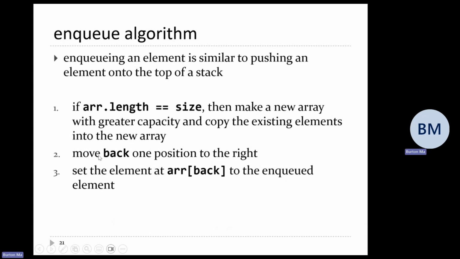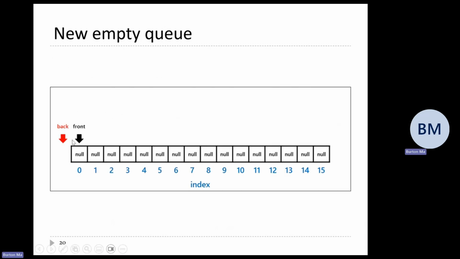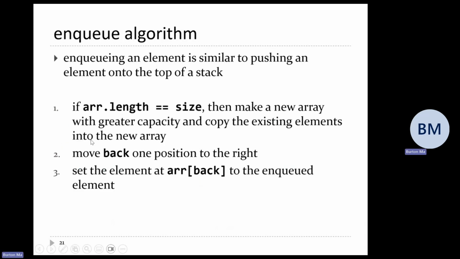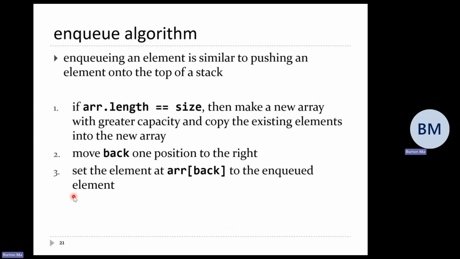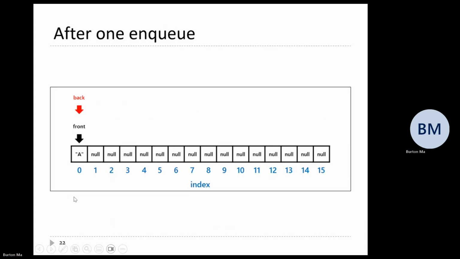If there's space in the array, I'm going to move back one position to the right. So back is going to shift over one position to the right, and I'm going to set the element at array back to the enqueued element. So back serves the same purpose as top in a stack. After I enqueue one element, back was -1, it's now 0. Add the element into the array at index back, and increase the size by 1.